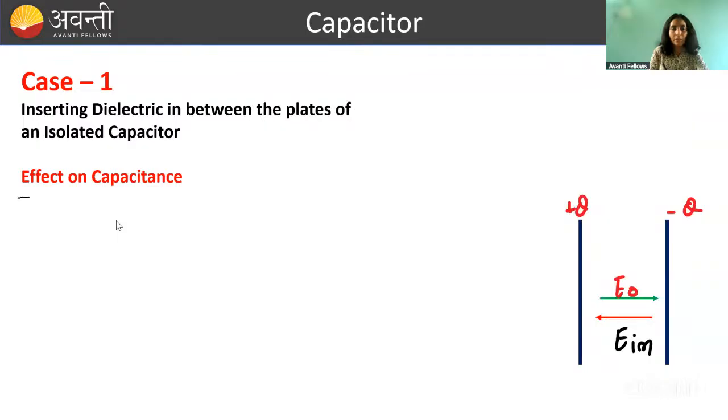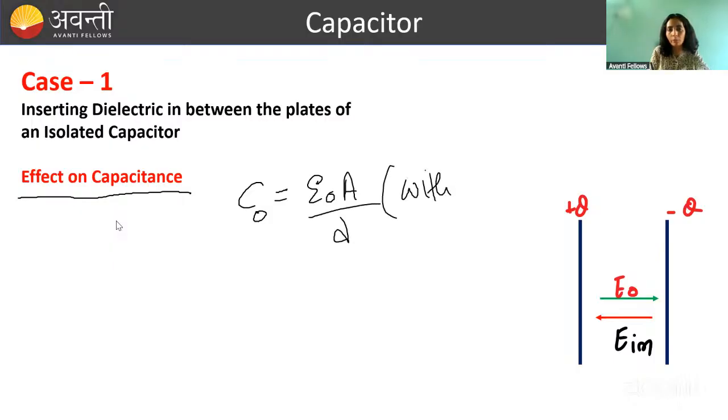Now what is the effect on capacitance? Capacitance कल भी मैंने बताया था, effect क्या होगा. So what will be the effect? C को क्या लिखते हैं हम, C naught क्या लिखेंगे, without dielectric epsilon naught A by D. This is your what? Without dielectric, है ना, this is without dielectric.